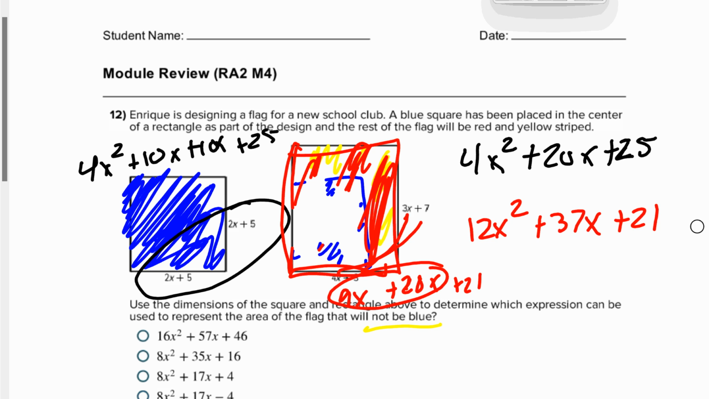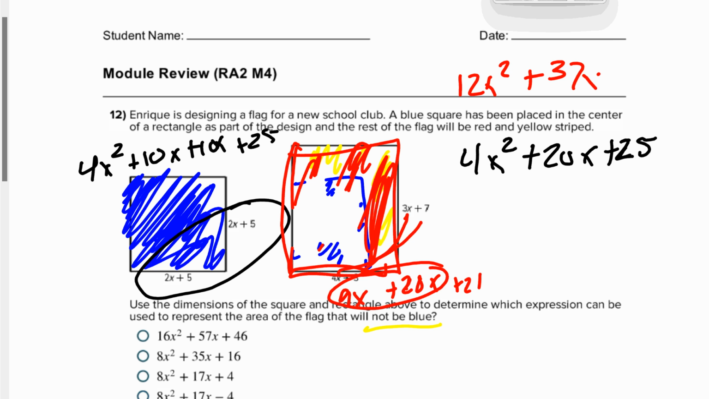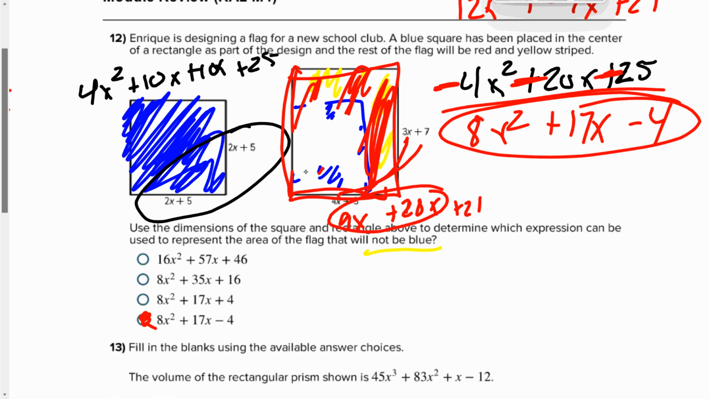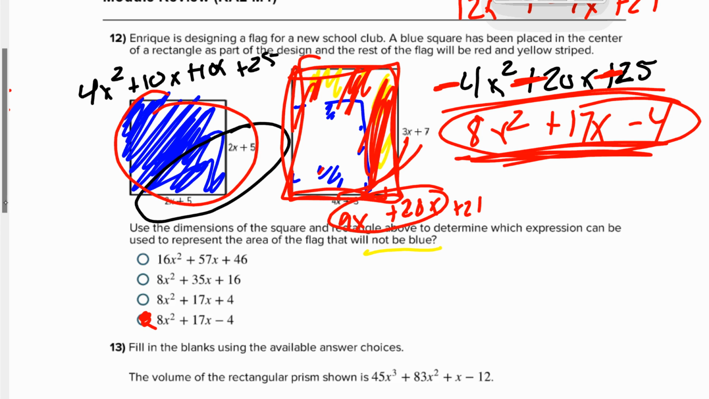So switching this around, I want to take the 12x squared plus 37x plus 21, and I want to subtract this, right? So that'd be subtracting each one of these. So that would be 8x squared plus 17x minus 4. So there it is right there, minus 4. That'd be that one. Okay, because I want to find the area in between. That means I have to take the outside area and subtract the inside area. That gets me my area in between.